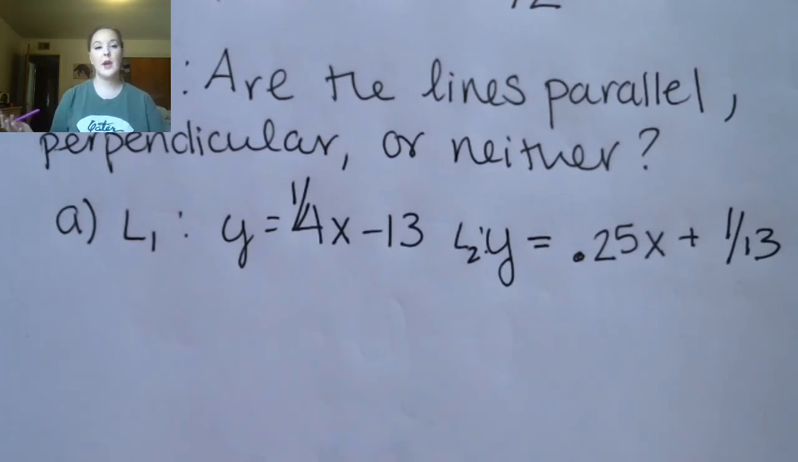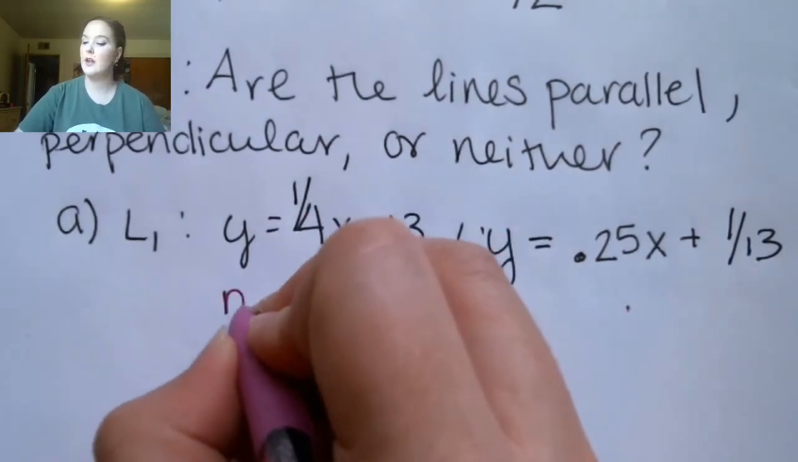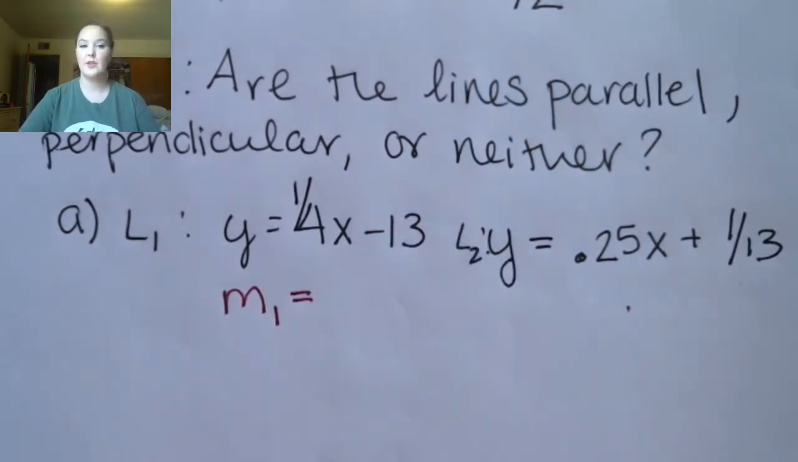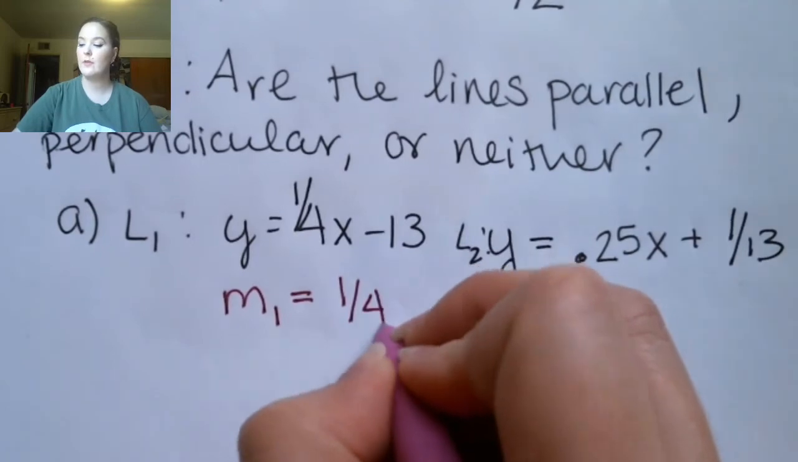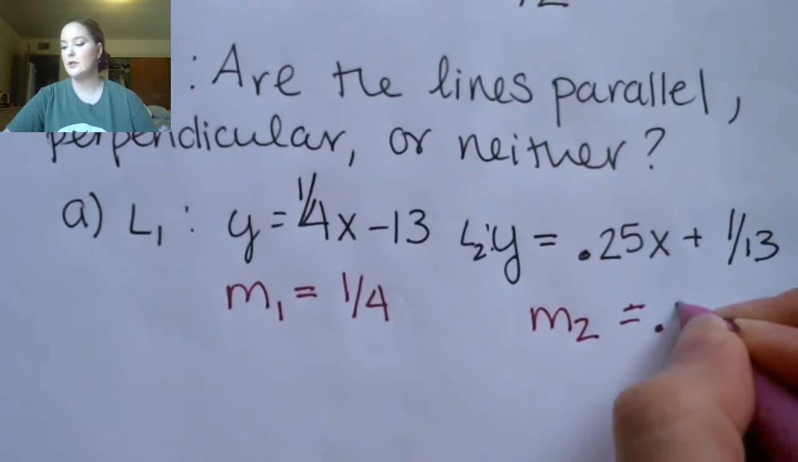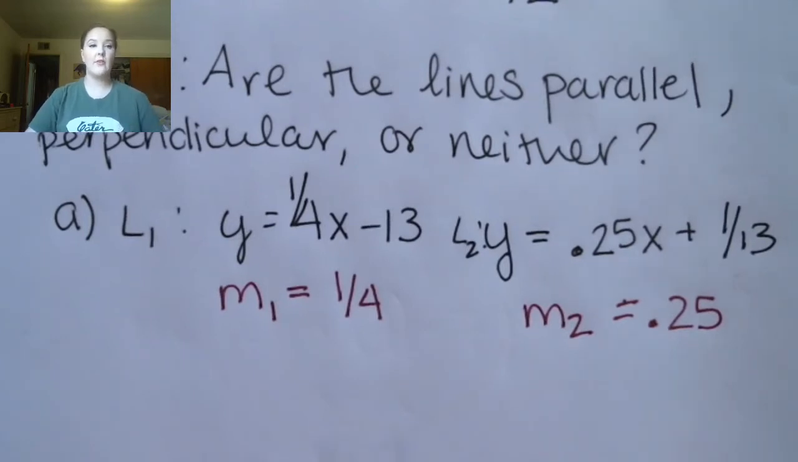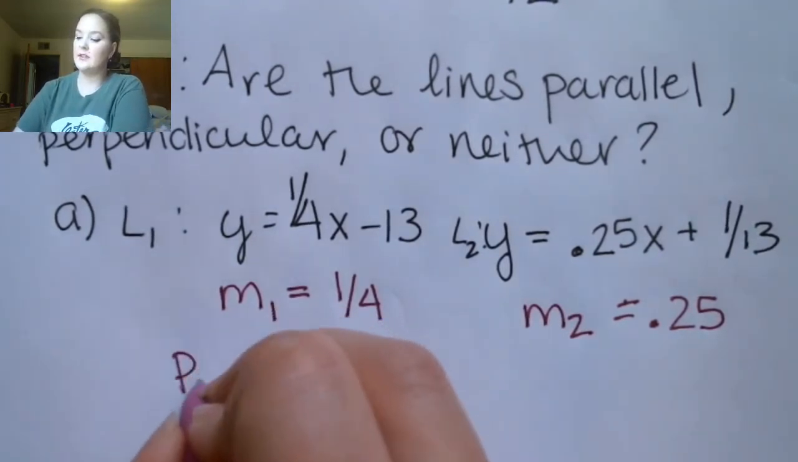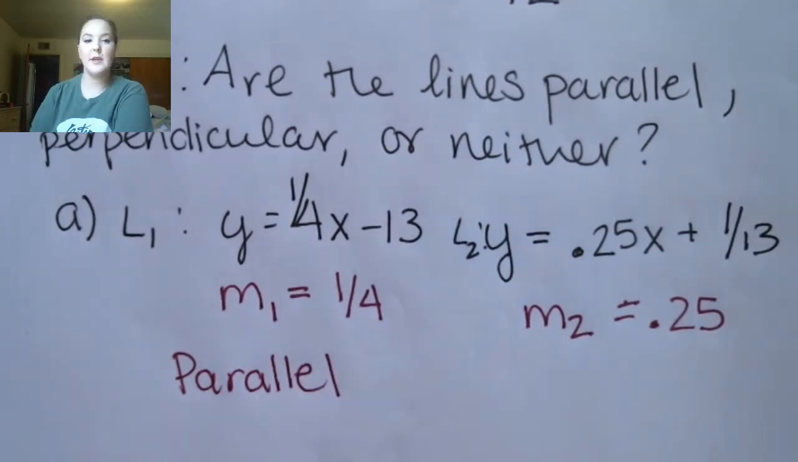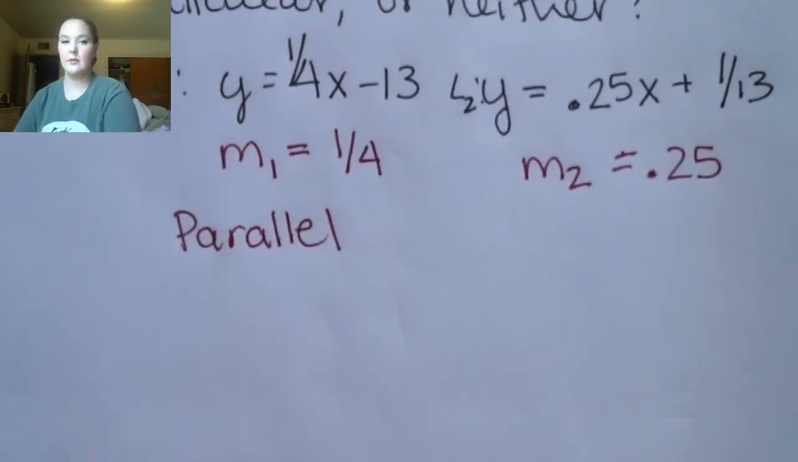Anytime we're asking a question about parallel or perpendicular, we're focused on the slope. These are both in slope-intercept form, so I can just look at them and say what the slope is. For the first one, my slope is 1/4, and for my second one, I can see that the slope is 0.25. Now 1/4 and 0.25 are the same, so we would say that these lines are parallel, because they have the same slope. Both slopes are 1/4 or 0.25.